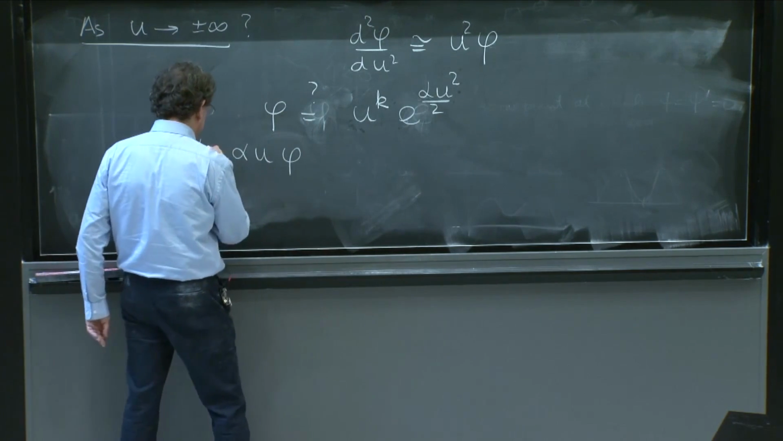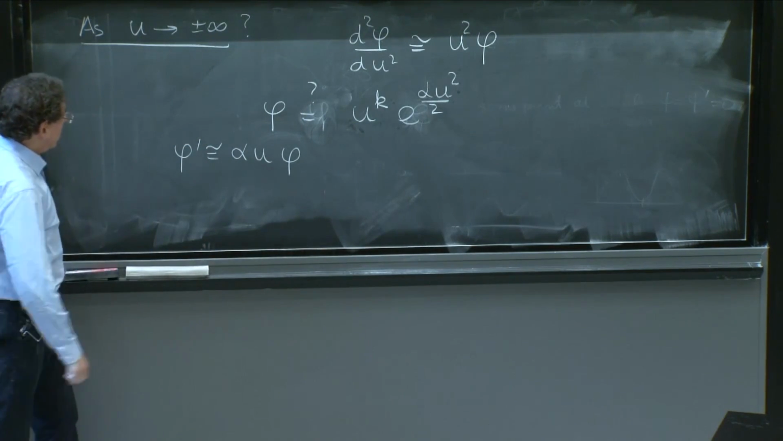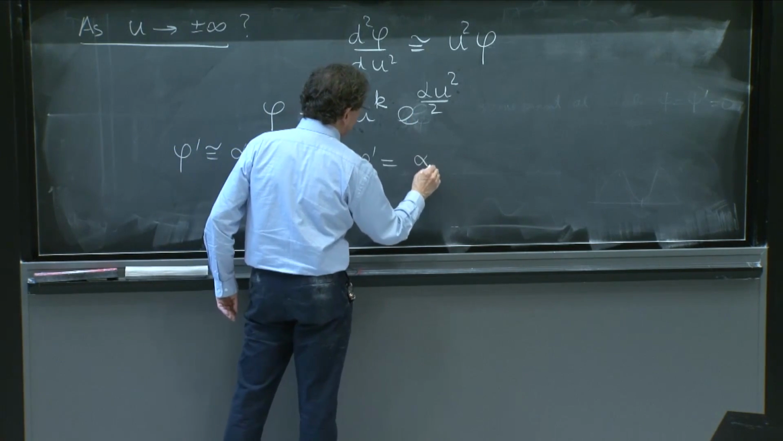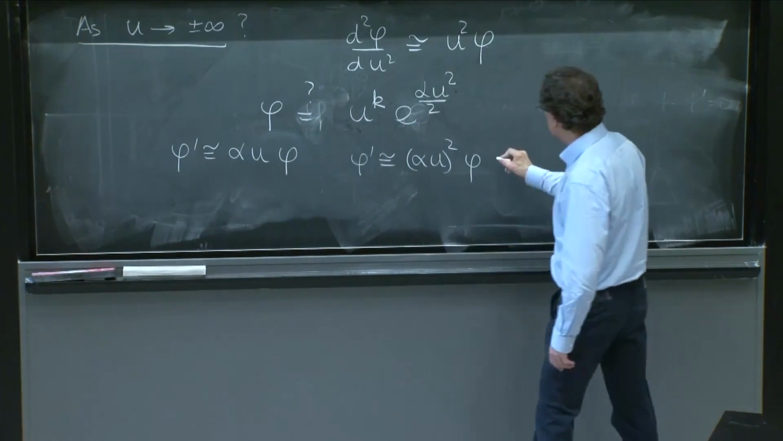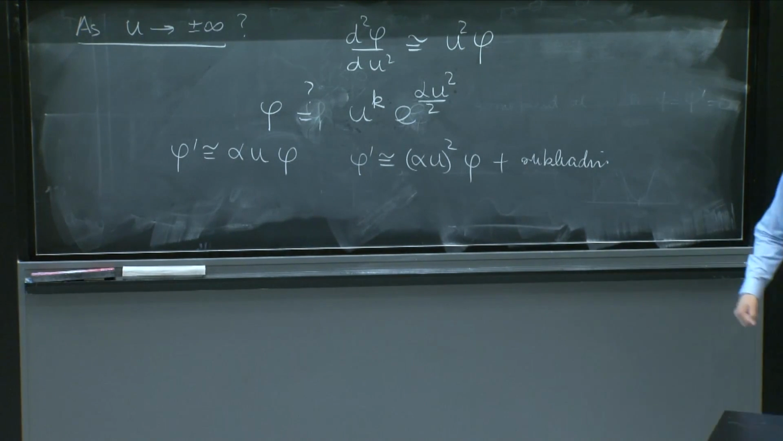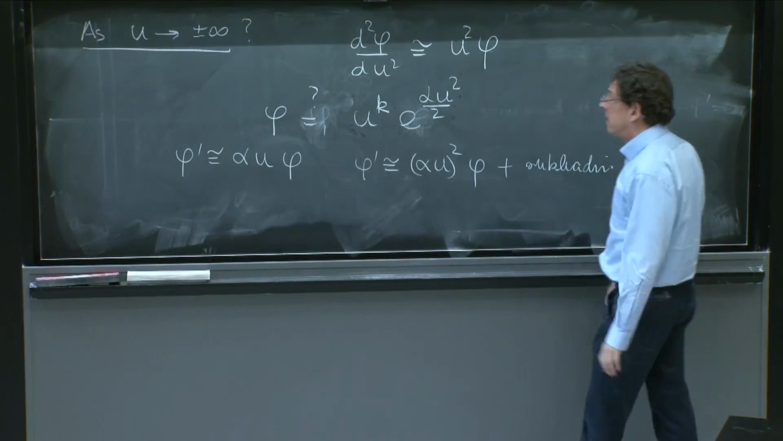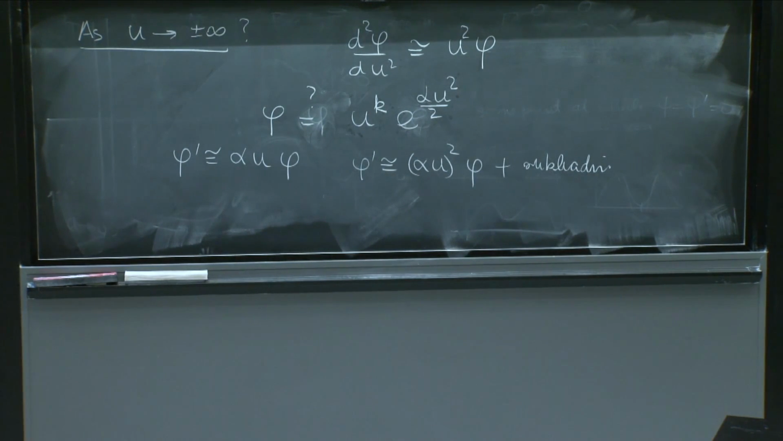See, that's roughly speaking what's happening. You differentiate the thing that diverges the most. So if you differentiate twice, each time you differentiate, you get a factor of alpha u, so you get alpha squared u squared phi, roughly, plus subleading terms. When you differentiate a function and you're looking at the most divergent part, you will always differentiate the exponential. And this u to the k is really a spectator. It doesn't do anything, because when you differentiate that, you get something much smaller.